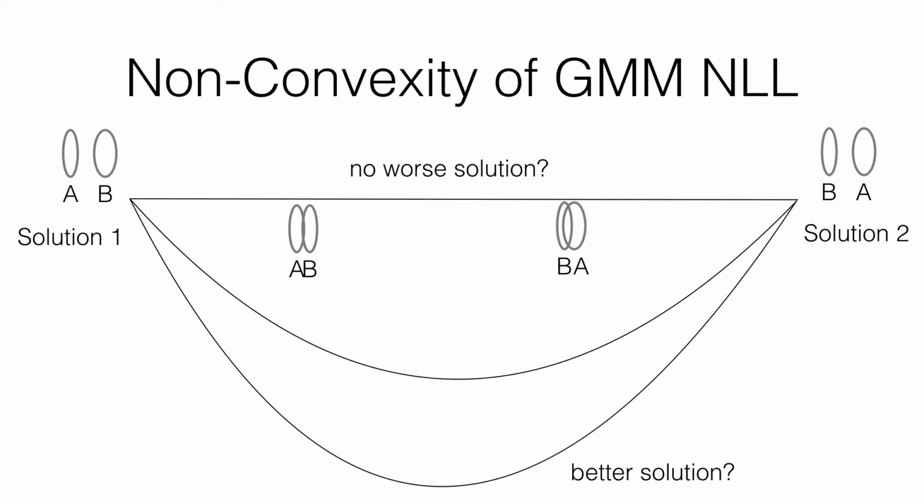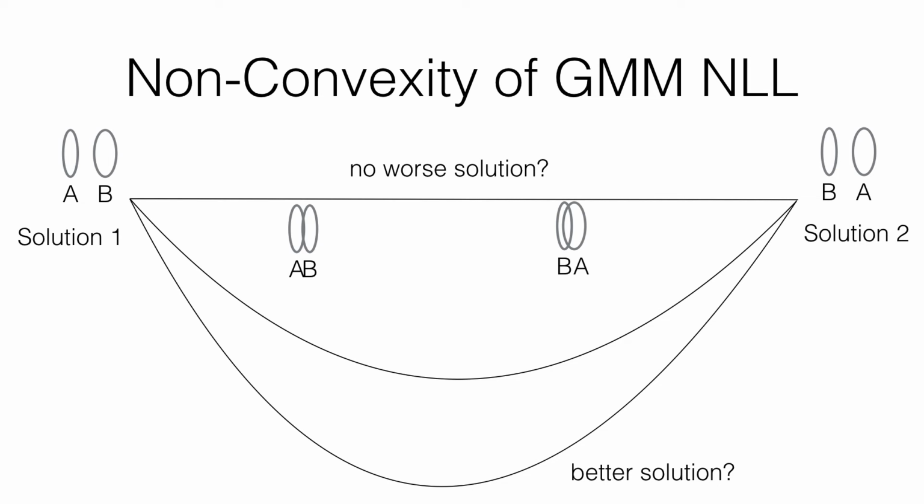Or more accurately, this could happen if the middle solutions were actually better fits for the data. But if you imagine that solution 1 and solution 2 were really good fits, you wouldn't expect that moving those clouds closer would give you a better fit. So this is a kind of hand-wavy cartoon example of how we can think about knowing that the negative log likelihood for a Gaussian mixture model is non-convex.